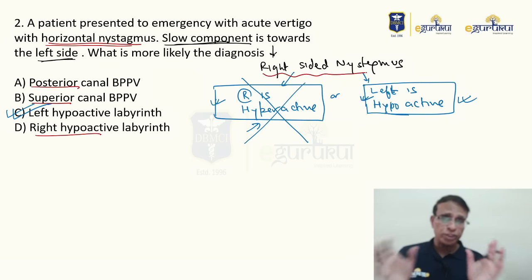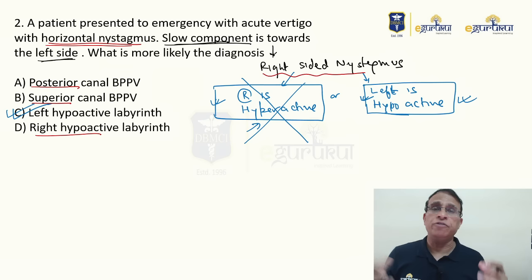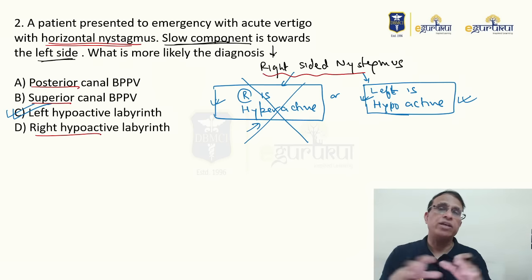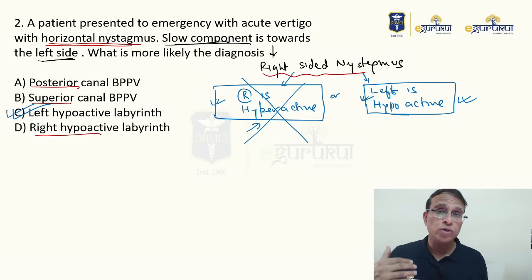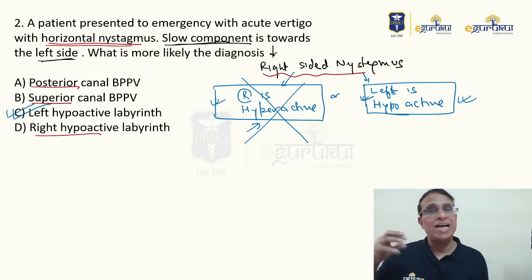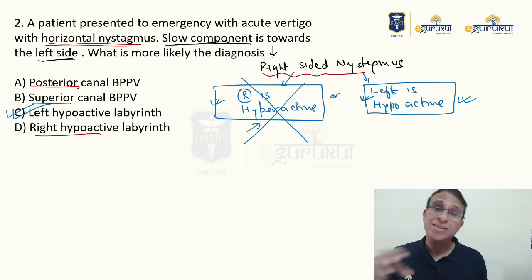See, in one question, they have checked so much of your knowledge: whether you know the difference between peripheral and central nystagmus, which one causes what kind of nystagmus, horizontal versus vertical, which part of the labyrinth causes what kind of nystagmus, and then this COWS, which is a very common mnemonic, and also whether you understand that cold water is the same as hypoactivity and warm water is the same as hyperactivity. But if you have watched the eGurukul app, I'm sure you'll know this, right?